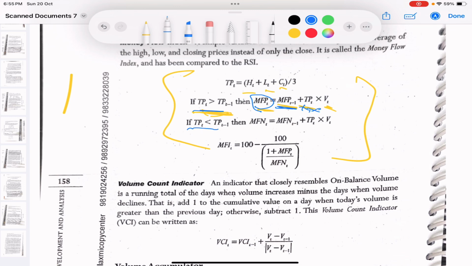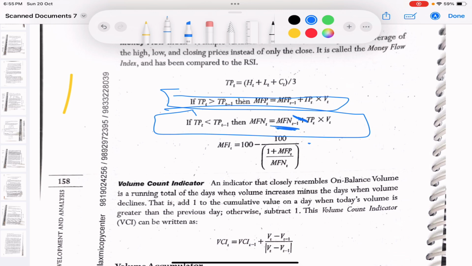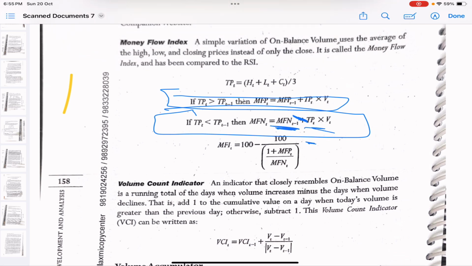Simple. If TP is less than yesterday, then today's money flow index is going to be yesterday's money flow index plus the TP multiplied by volume. Again, here there is a mistake. Let me correct it. If this is in your book also, make sure that you correct the mistake. If TP is less, then it's going to be minus TP, not plus. Plus is going to be if the TP is more than yesterday's TP. If TP is less than yesterday's TP, then it's going to be money flow of yesterday minus TP times volume. Keep that in mind.